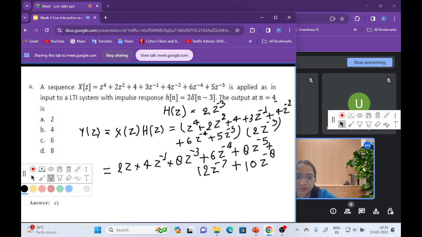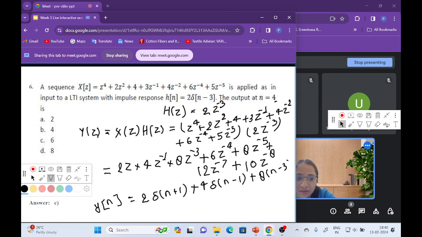This is 12. Okay. So if you change Y of z into the form of y of n in the time domain, what will be the values? 2 del n plus 1, plus 4 del n minus 1, plus 8 del n minus 3, plus 6.